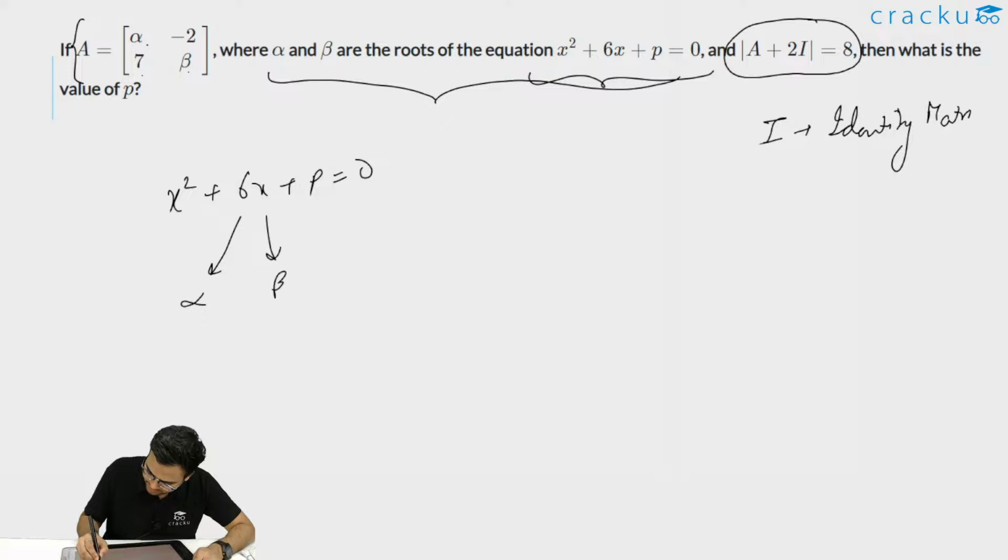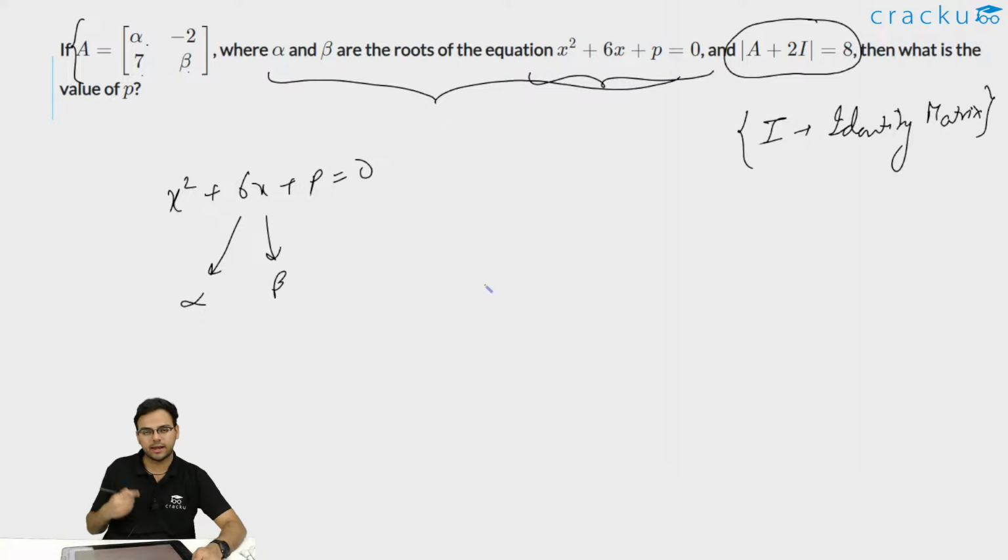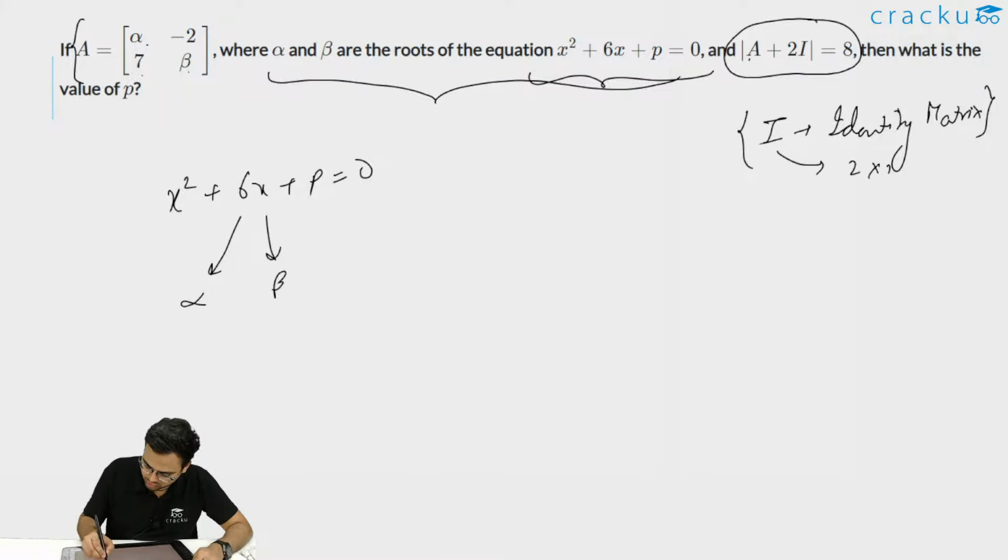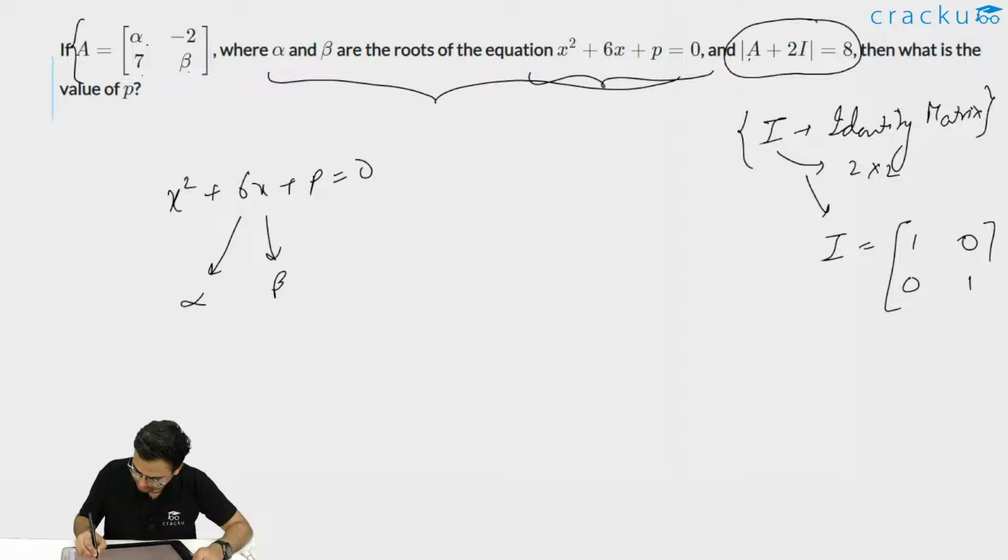It is implicit in the question that I represents an identity matrix and it is of the same order as the matrix with which it is added. So if A is a 2 cross 2 matrix, this I is also a 2 cross 2 identity matrix. So what is this I? I is equal to [1, 0; 0, 1].